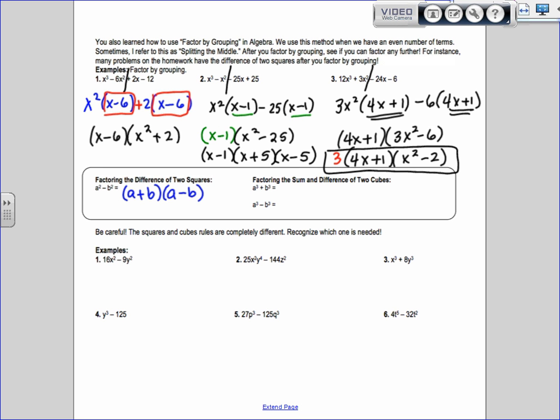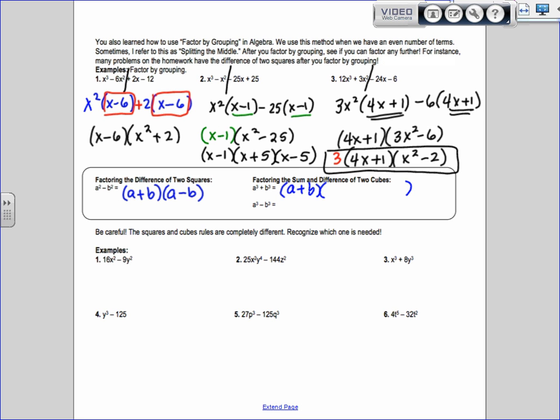This is new. Okay, so if I have a cubed plus b cubed, there's a pattern. It's always going to factor into a binomial and a trinomial. Binomial means 2 terms, trinomial means 3 terms. So if I have a cubed plus b cubed, in the first parenthesis, I'm just going to drop the cubes. I'm going to have a plus b.